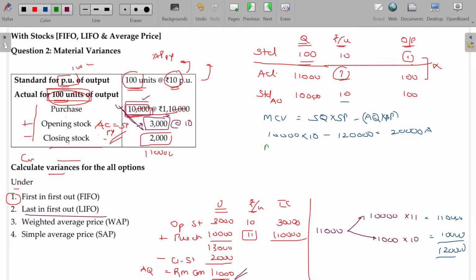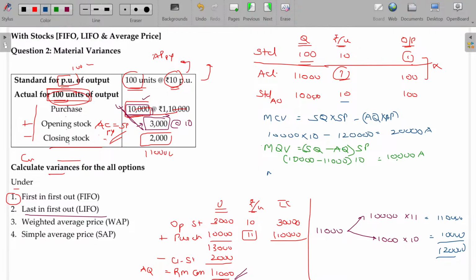Similarly, material quantity variance, standard quantity minus actual quantity multiplied with standard price. Standard quantity 10,000, actual quantity taken for producing 100 units being 11,000 units, and then the standard price being 10. So 10,000 adverse.